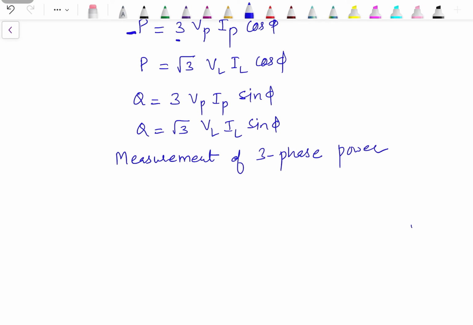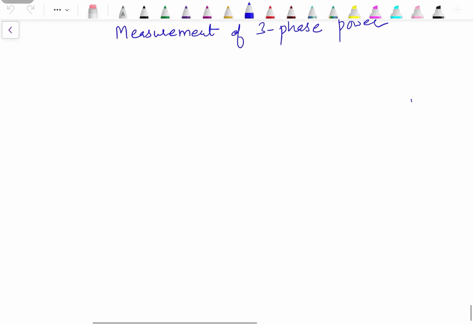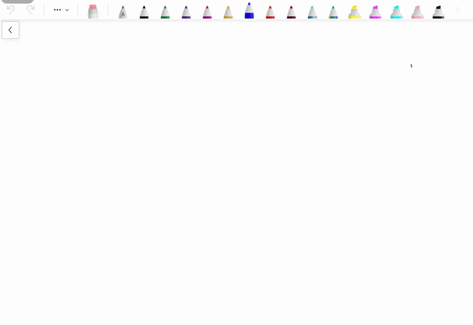So we know that this is the expression of power in three-phase. We will be focusing firstly on the active power, and then we will see how we can find out the reactive power as well. Now for measurement of three-phase power, when we say power, power means active power. In AC circuits, active power is measured with the help of a wattmeter. Now what is a wattmeter? A wattmeter is an instrument which reads the voltage applied to that instrument and the current flowing through that instrument, and that is multiplied by cos phi, the phase difference between the voltage across the potential coil and the current through the current coil.